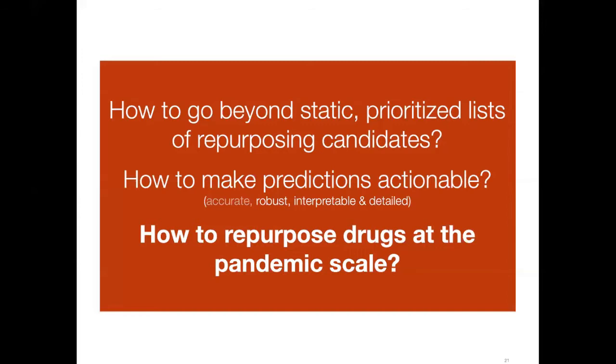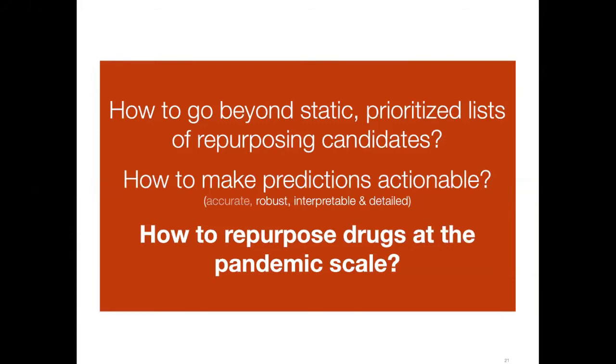Beyond those lists, for example, as I showed you on the left on the previous slide, how can we make predictions that are really actionable, meaning not only accurate, which we have some handle of how to do with state-of-the-art models, but also predictions that are interpretable, that are detailed, that in a way are interactive and allow domain experts to interact with our models? Or in other words, how can we repurpose drugs at the pandemic scale?